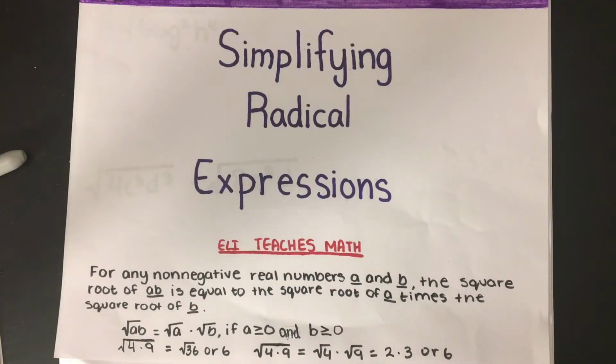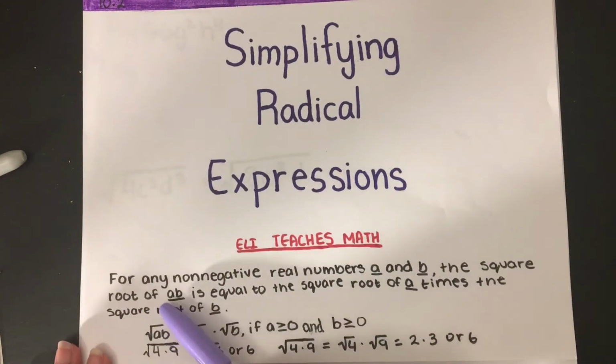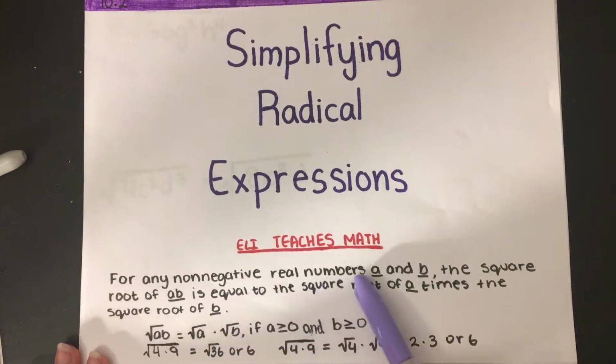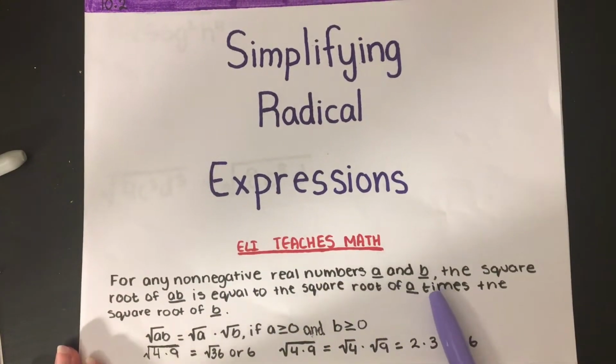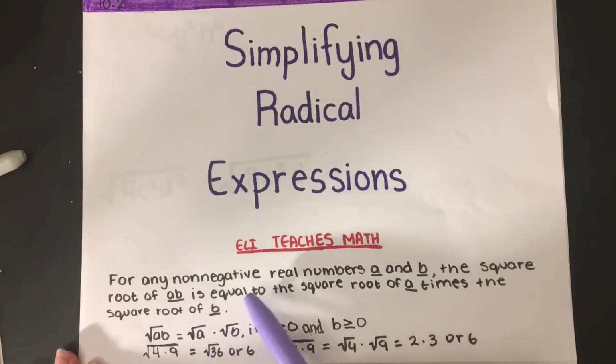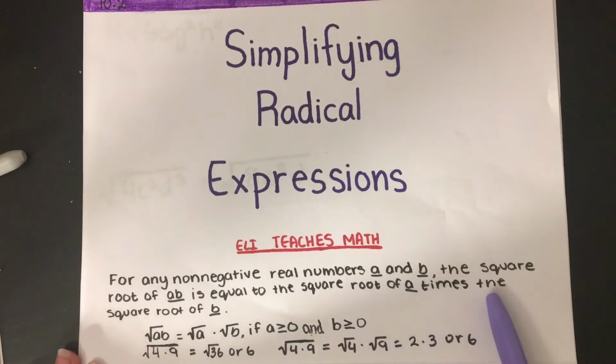In this video, you will learn how to simplify radical expressions. Look at this theory first. For any non-negative real numbers a and b, the square root of ab is equal to the square root of a times the square root of b.